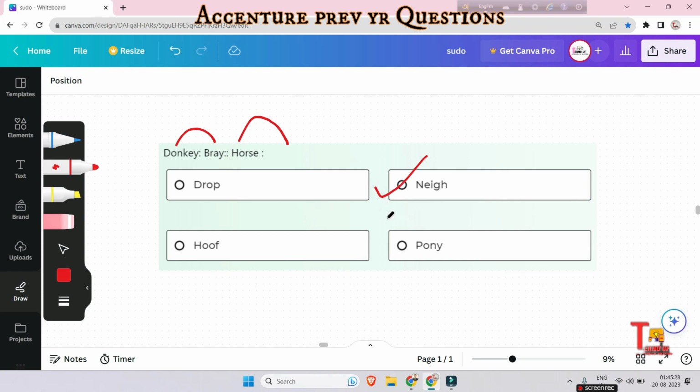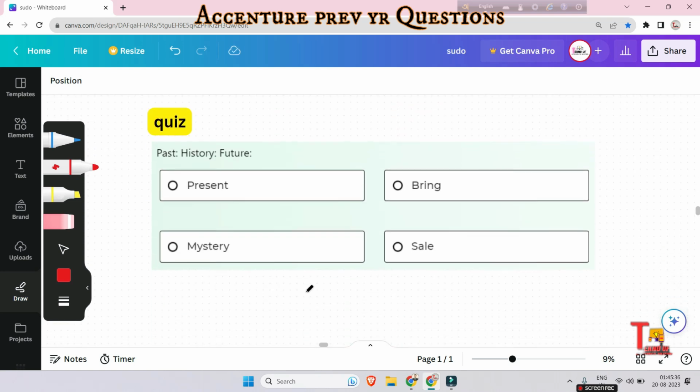Okay, I hope you have got what types of questions are being asked in Accenture. So lastly, there are quiz questions for you. Please solve the two quizzes and give me the answer in the comment section. So here, past is to history and future is to what? Present, bring, mystery or sell. Give me the answer in the comment box. I will love your comment.